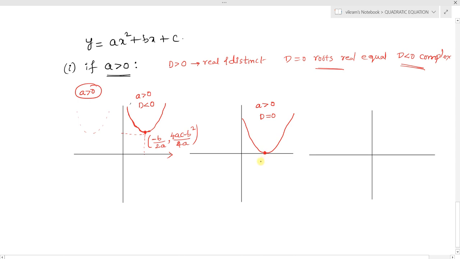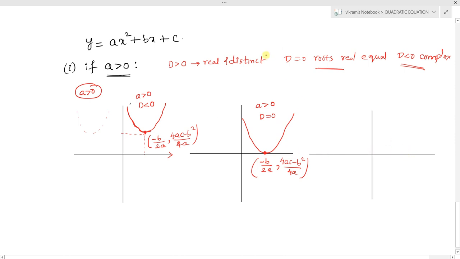And what is the point over here? Minus b by 2a, h comma k only, but the vertex touches the real axis. Minus b by 2a comma 4ac minus b square by 4a. Which is the discriminant equals to 0, the roots are real and equal.